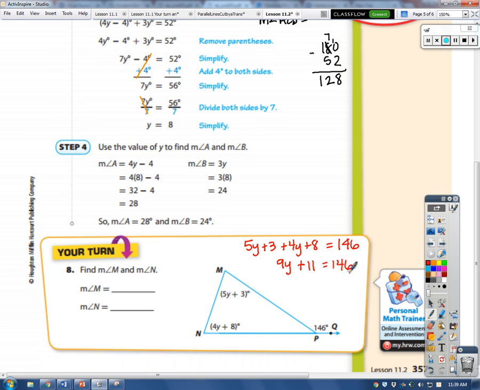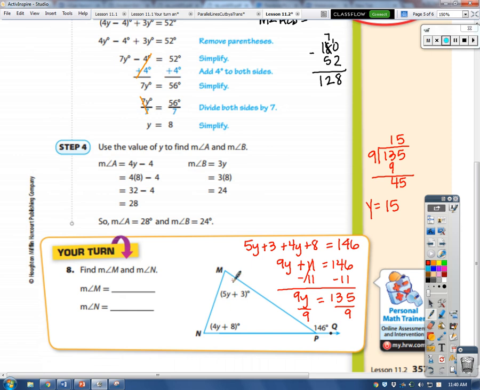And then I'm going to use inverse operations to solve for y. So I'm going to subtract 11. Got 9y equals 135. Then I'm going to divide by 9. I'm going to do that over here. 135 divided by 9 is 15. Okay. So y equals 15. So now I need to plug that back into one of these values, right?